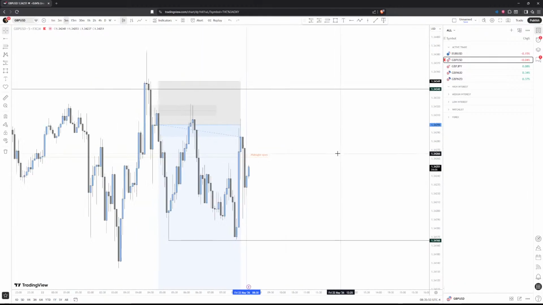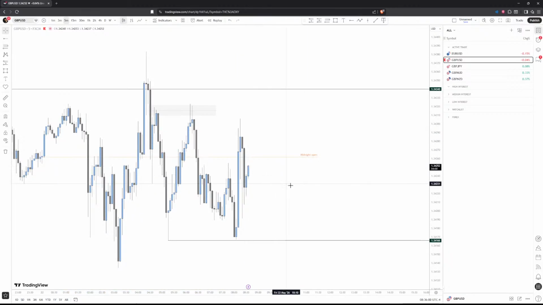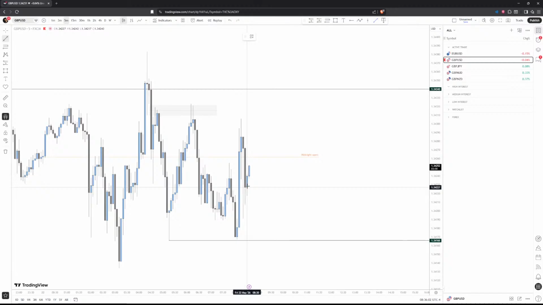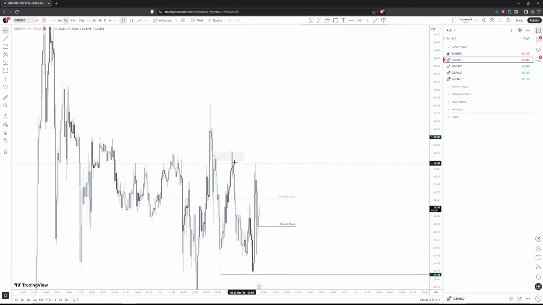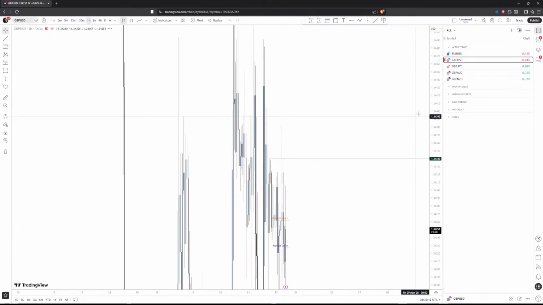So the reason why we closed as well is because of time. You can see here that we have midnight open, sure, but at 8:30 we now officially have the market open. So I am expecting Judas swings, which will be hunting of liquidity on the left hand side. Let's have a look at the hourly time frame.